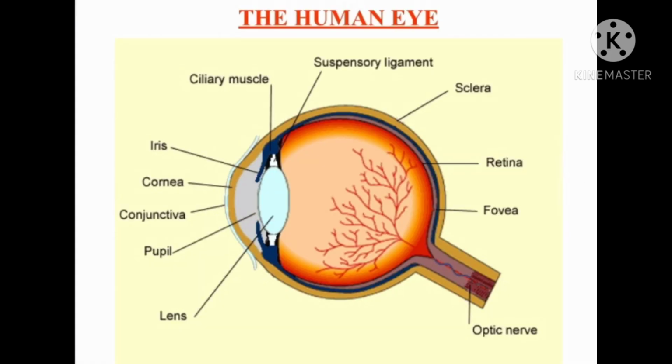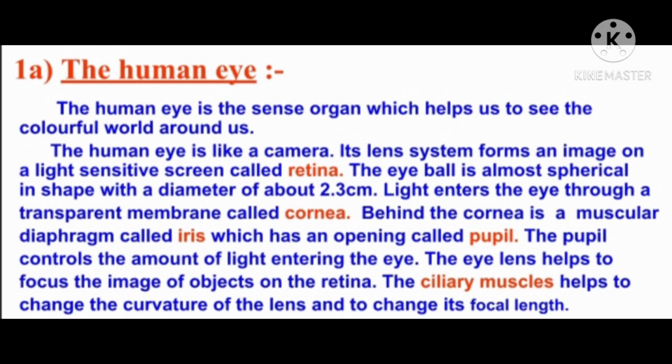Human eye is one of the most valuable and sensitive sense organs. It enables us to see the things around us. The human eye is just like a camera. Its lens system forms an image on a light-sensitive screen which is called retina. The eyeball is almost spherical in shape with a diameter of 2.3 centimeter.